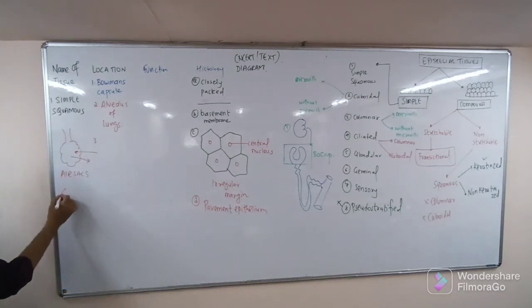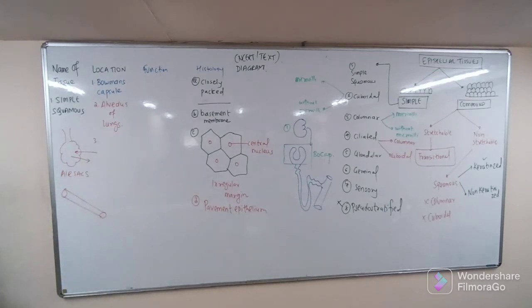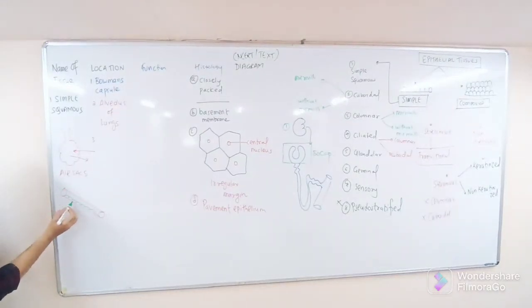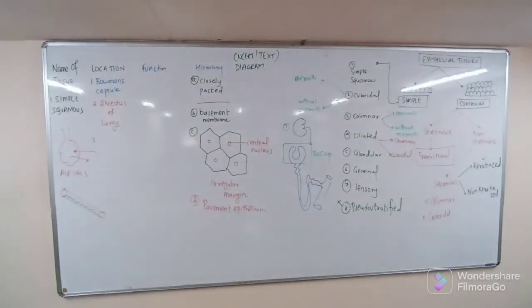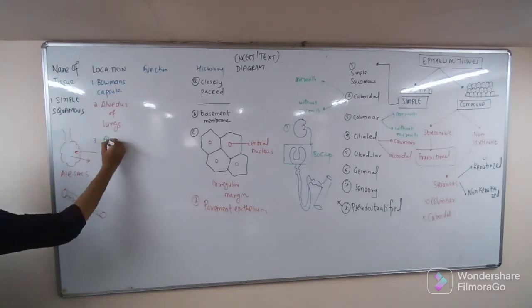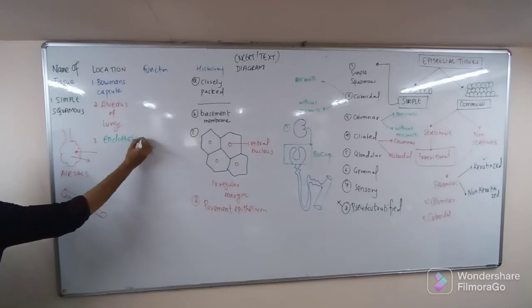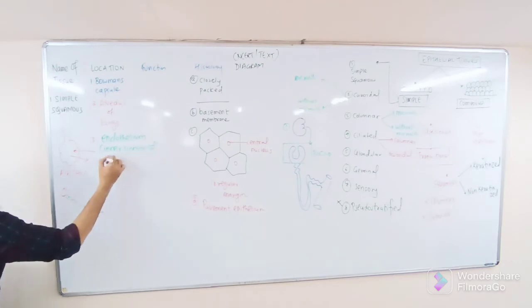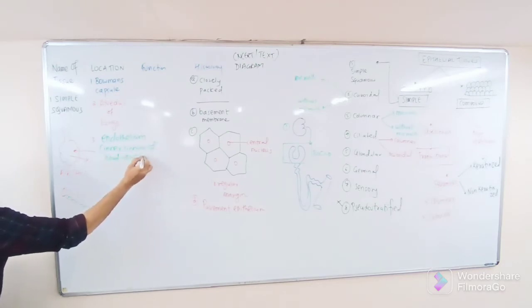Third, blood capillary. Blood capillaries, artery, capillaries, veins. Do you see green cells? Yes. What is it? Squamous epithelium. And when it is lining the blood capillaries, it is called endothelium. What do you call it? Endothelium. That is the inner lining of your blood vessels.